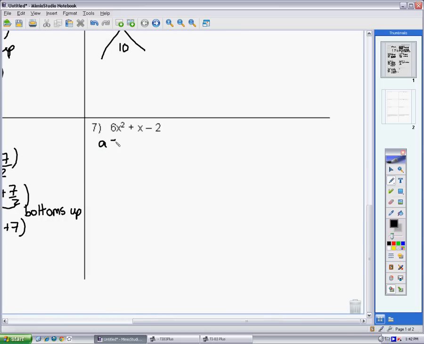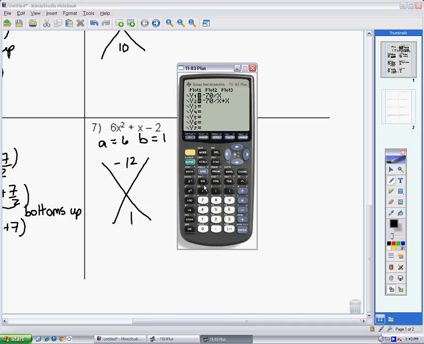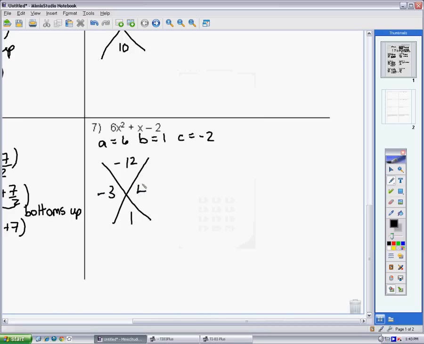I'm going to go ahead and label my A as 6, my B is 1, and my C is -2. And I'm going to make my X and multiply A and C, and I get -12, and B is 1. So I'm going to go back to my calculator, and I'm going to type in -12 for my number. And I want to look at the table and find positive 1 as the sum, which is in this last column, which is right here. So that means my factors are -3 and 4.